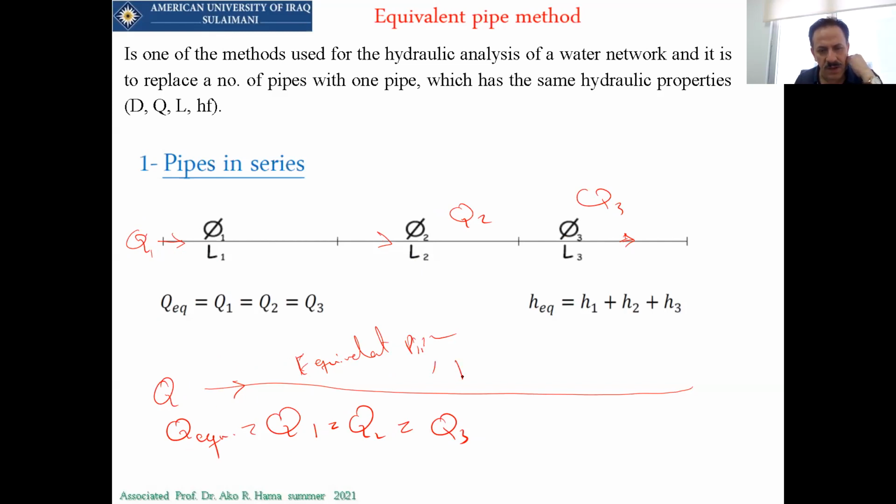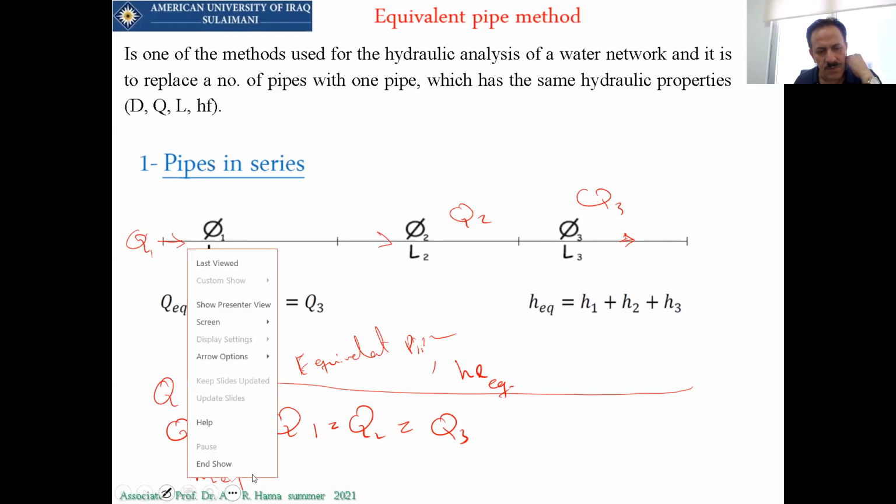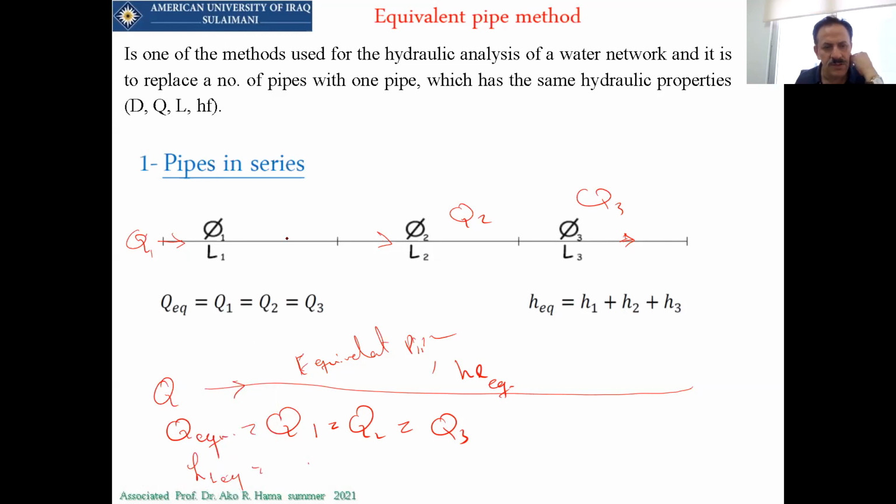The other thing that we have here is the head loss in the equivalent pipe. It should be equal to the whole head losses in the pipes here. So head loss in pipe 1, head loss in pipe 2, and head loss in pipe 3. So the head loss for the whole equivalent pipe should be equal to head loss in pipe 1 plus head loss in pipe 2 and head loss in pipe 3. This is just in case we have a series pipe connection.